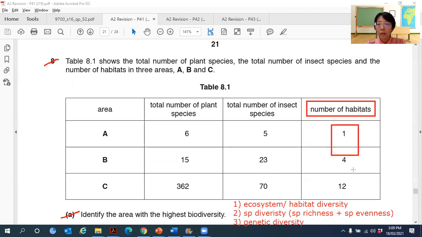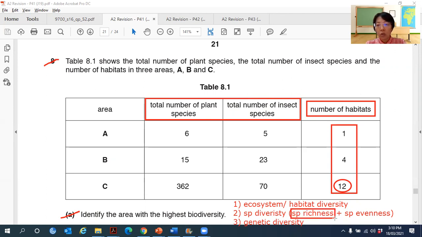So this value here is important for us to look at the ecosystem diversity. So it looks like number 12 is the highest in number among all the 3 areas. Okay, and then these 2 are talking about total number of species of plant and insect. So total number of species means species richness. So this one is telling us about the species diversity component of biodiversity.